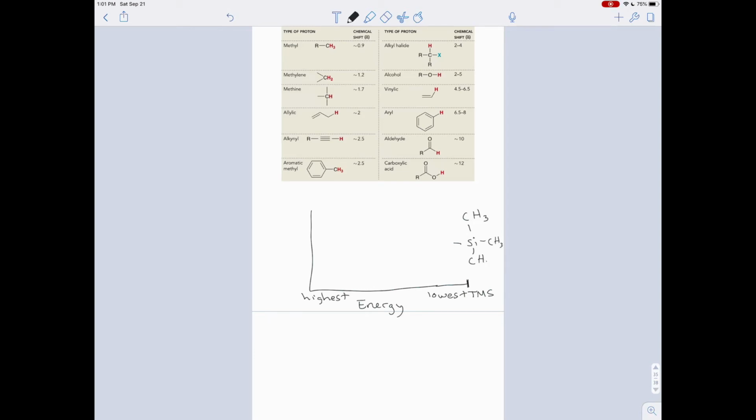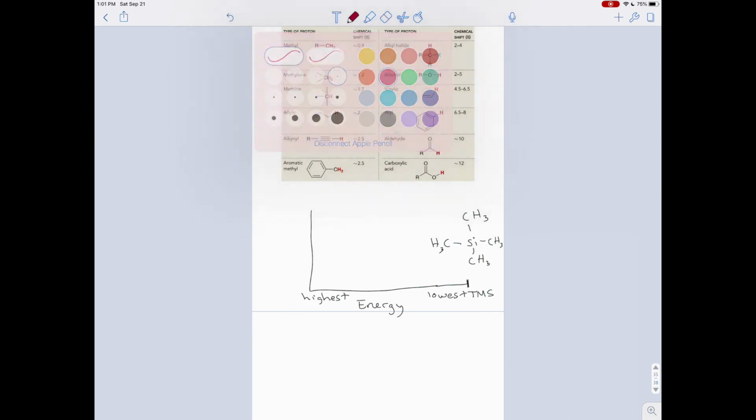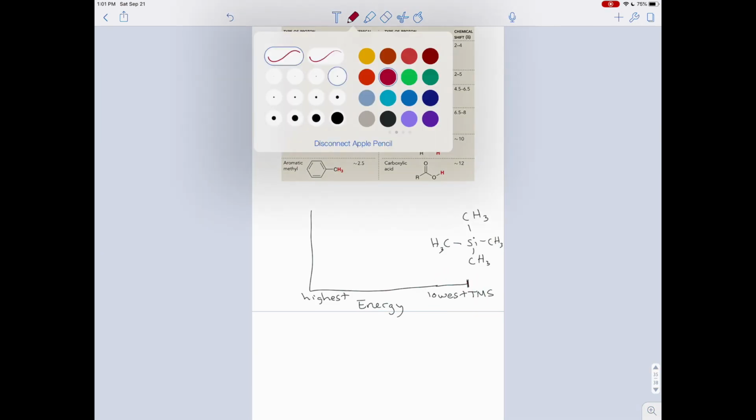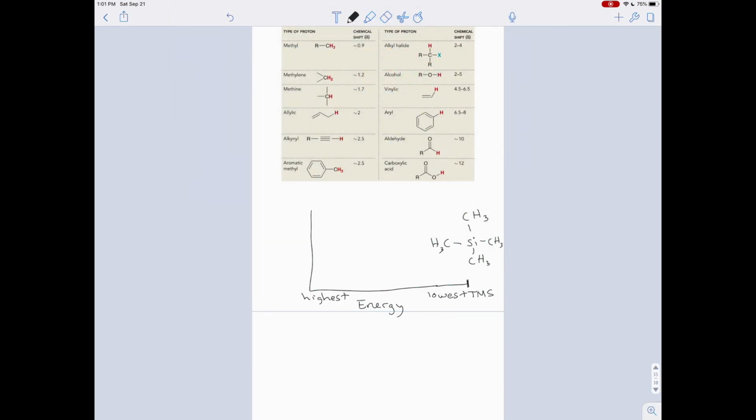So those hydrogens have a lot of electrons around them. Silicon is below carbon on the periodic table, so it's a little less electronegative. So the electrons are going toward each of those methyl groups, and so toward the hydrogens. So they have a lot of electrons around them. Those oppose the external magnetic field a lot, and it's easier to get those hydrogens to flip. So they absorb lower energy. And the absorptions for anything else are compared to the absorptions for the hydrogens in TMS.